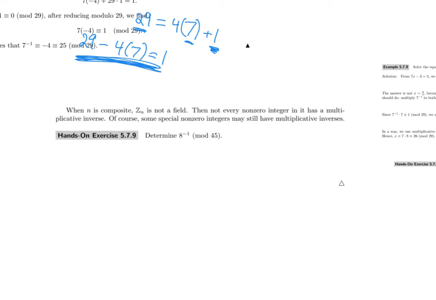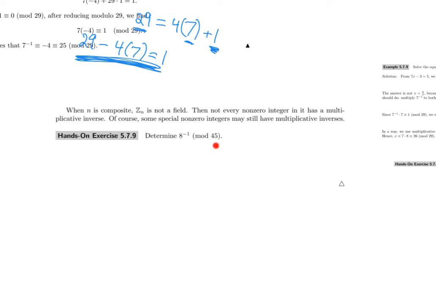So we said that Z mod n is going to be a field when n is prime. But as you saw in Z mod 6, even though 6 is not prime, there were a couple of cases where you had multiplicative inverses for certain elements. So as long as the number you're taking the multiplicative inverse of and your modulus are relatively prime to each other, you will be able to find a multiplicative inverse.